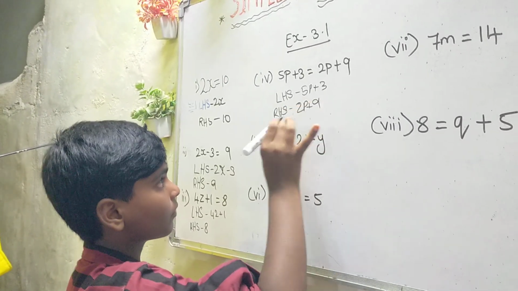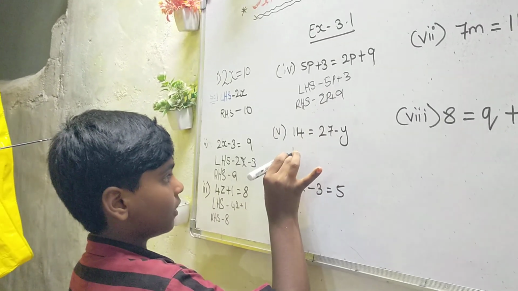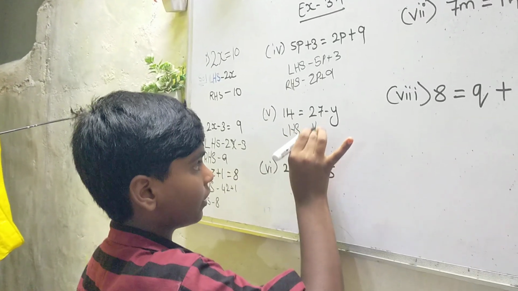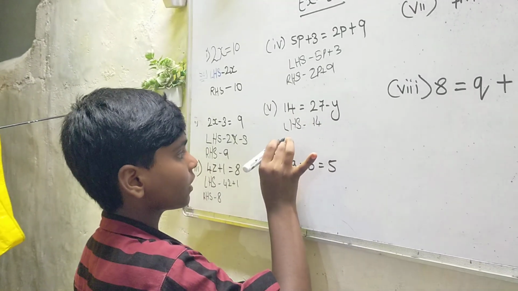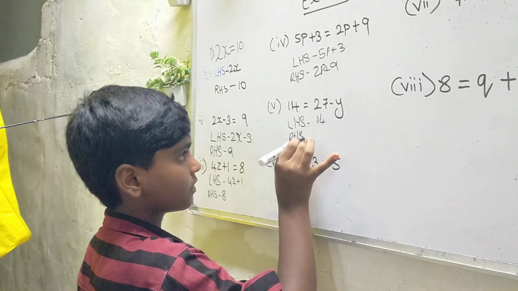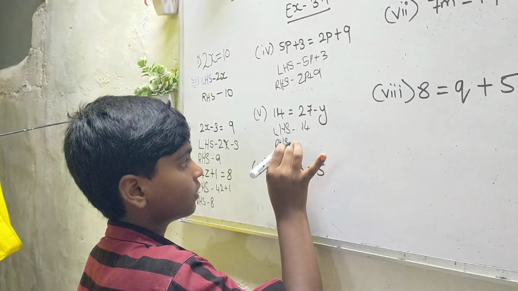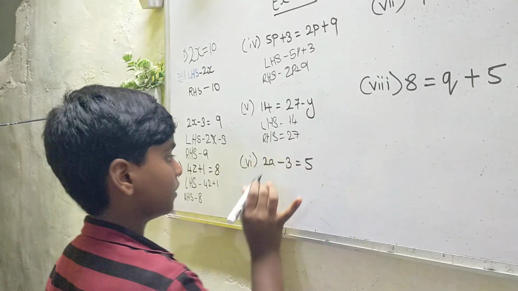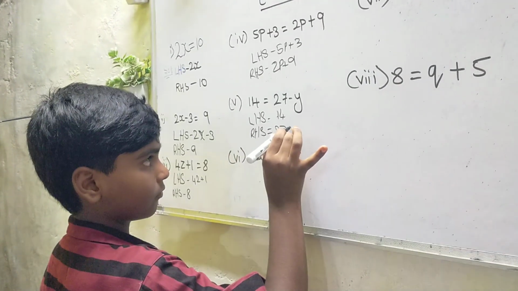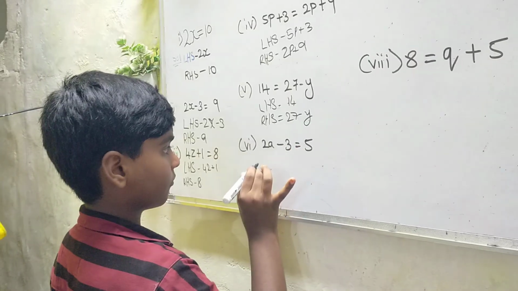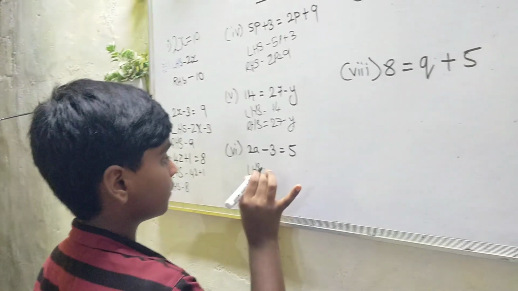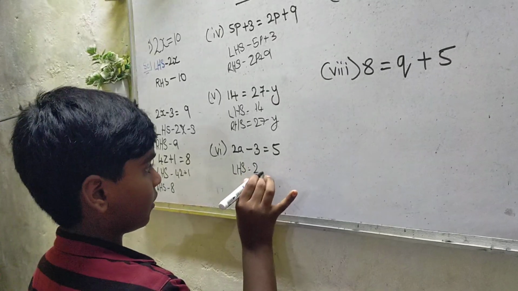Read and write, beta. LHS is 14. That's it. Only 14. Yeah. RHS. Read and write. 27. Minus y. Minus y is also there. Please, you should not leave any part out. Let him do all. Trial and error method I'll make you do.